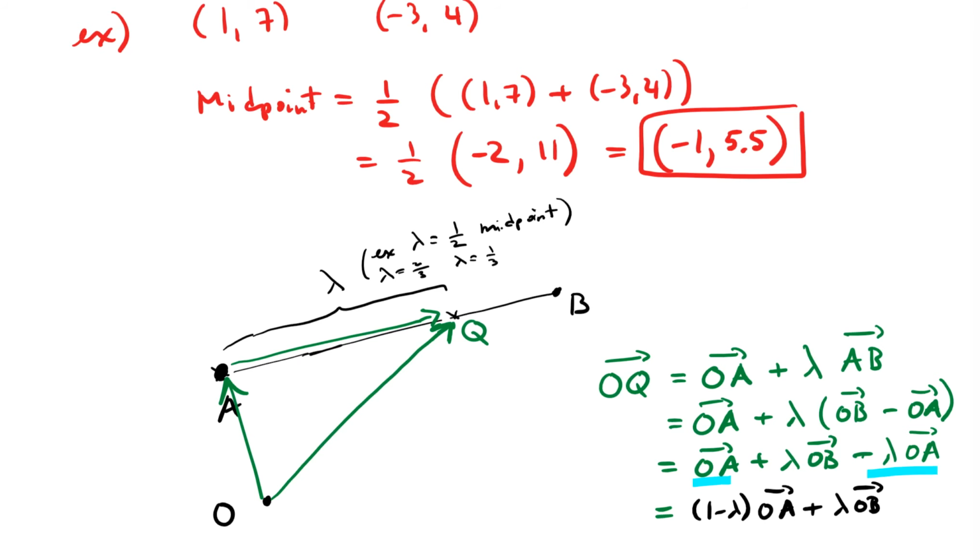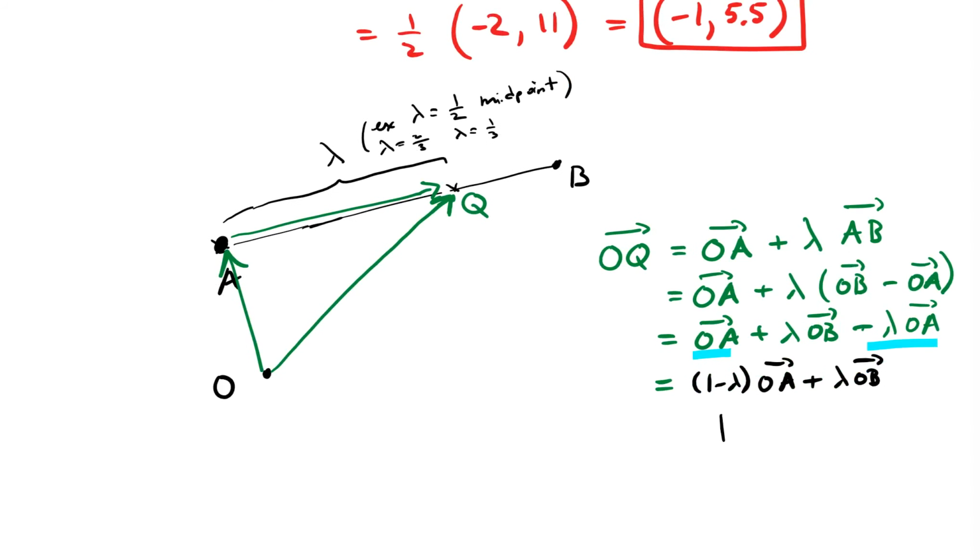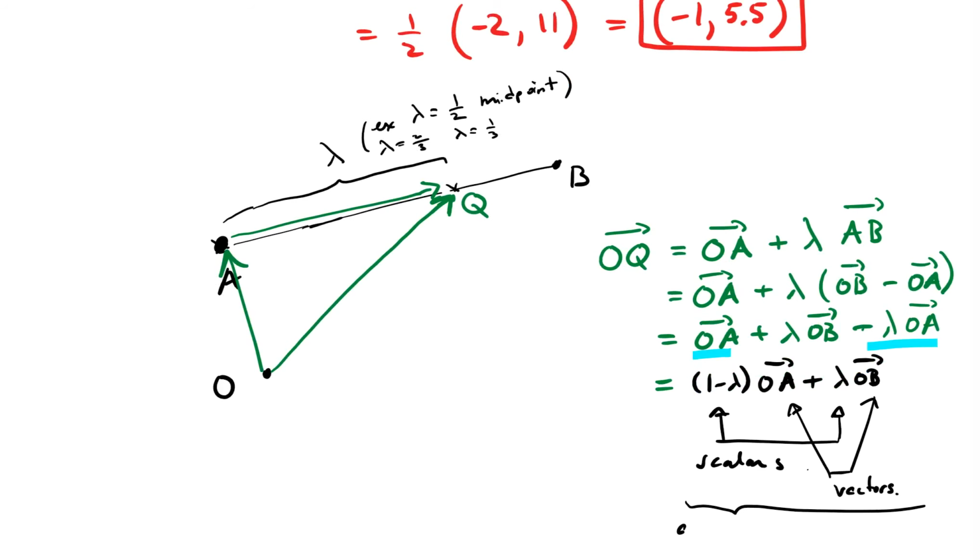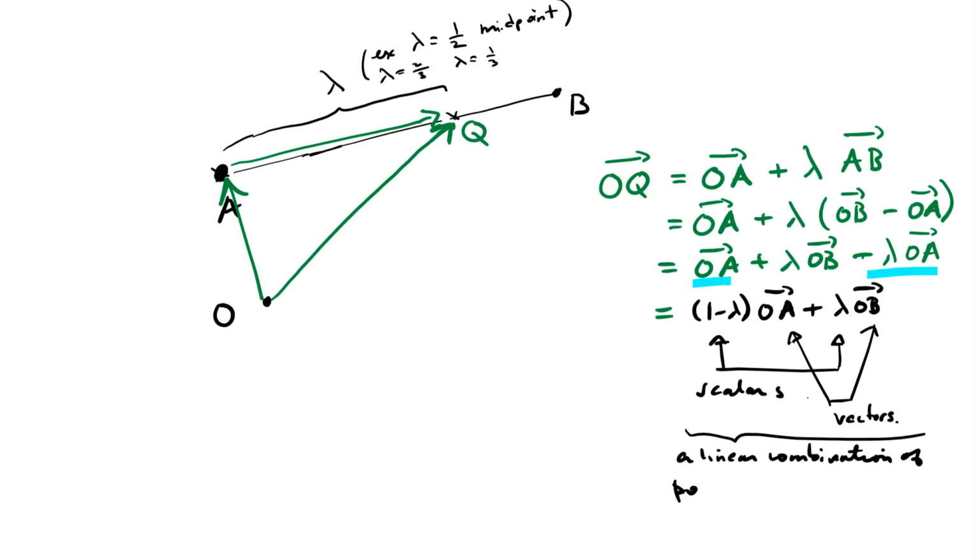And that's it. So what I have here, I have scalars, and those are vectors, right? Well, they're actually position vectors, so they're actually also points in some way. But what's interesting is I have here a linear combination of the points A and B. So with this, you can generate all points.